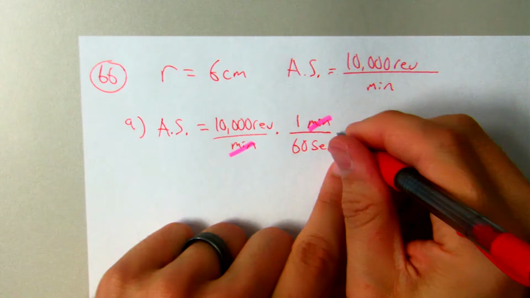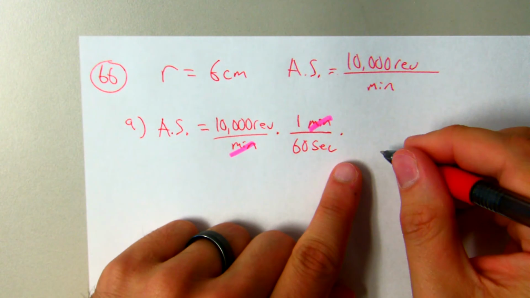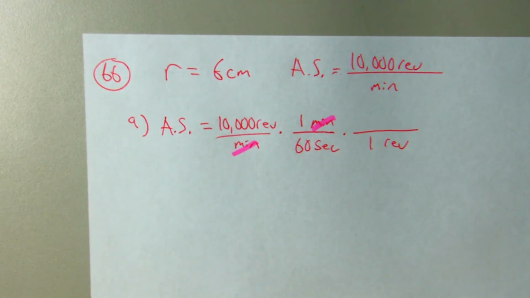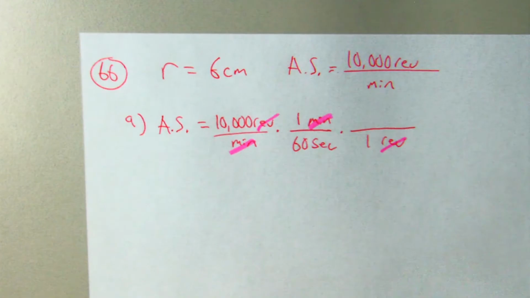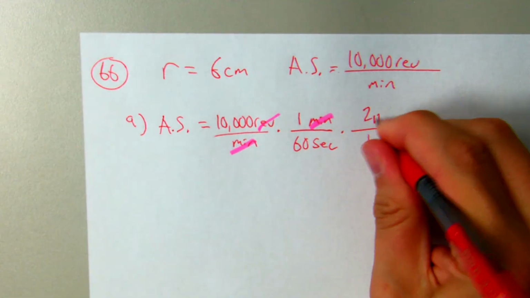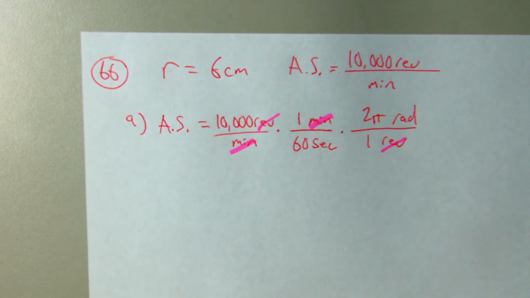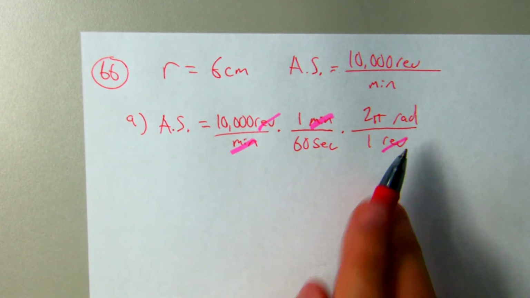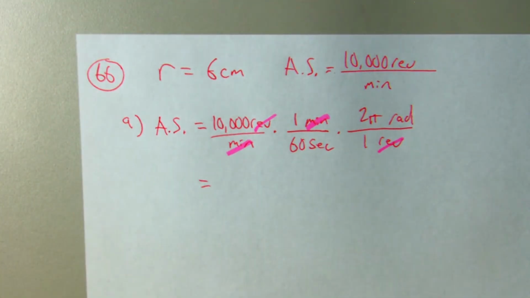So the new conversion here is we can say 1 revolution, which I know needs to go in my denominator. That's what would make the revolution units cancel out. It's the same thing as 2 pi radians. Now I know I'm ready to multiply across the top and multiply across the bottom because I've got only radians in my numerator and only seconds in my denominator. And that's what it asks for.